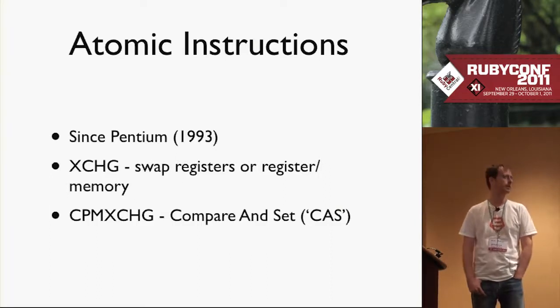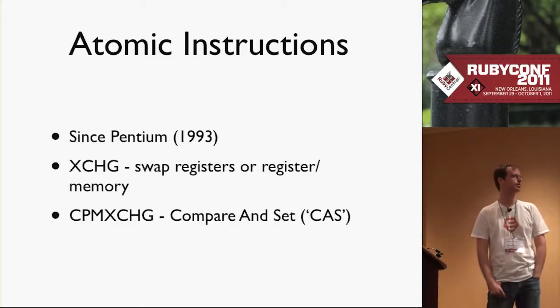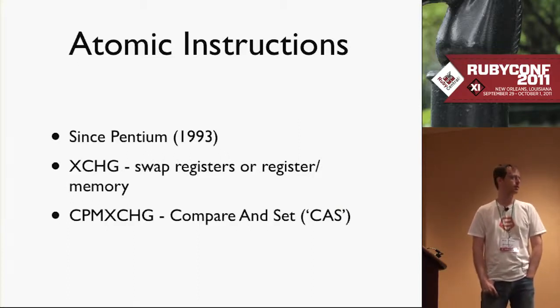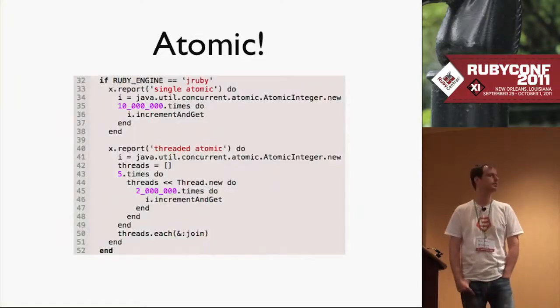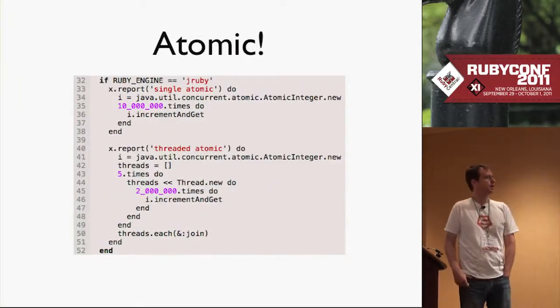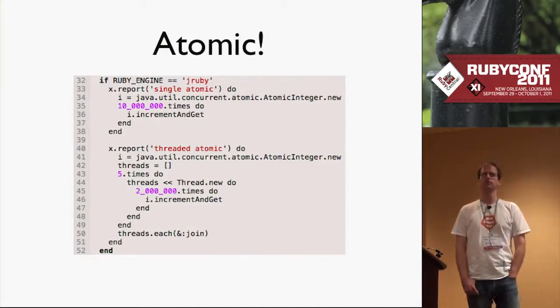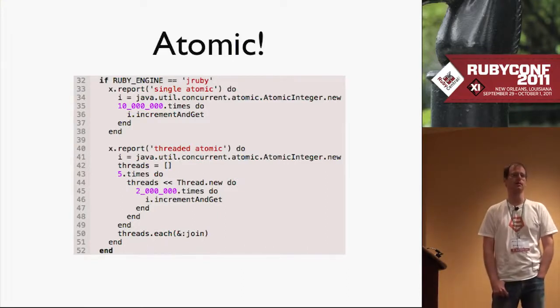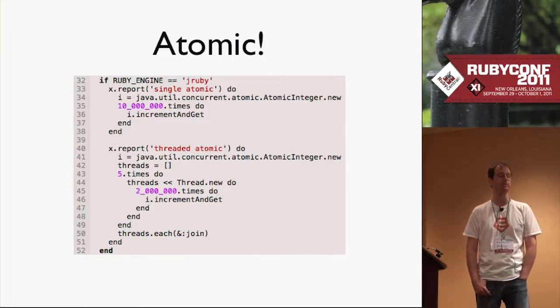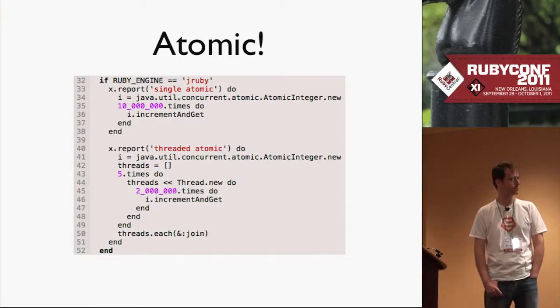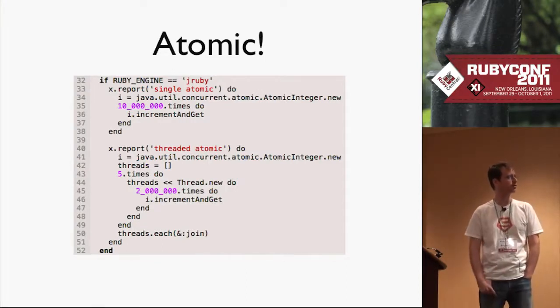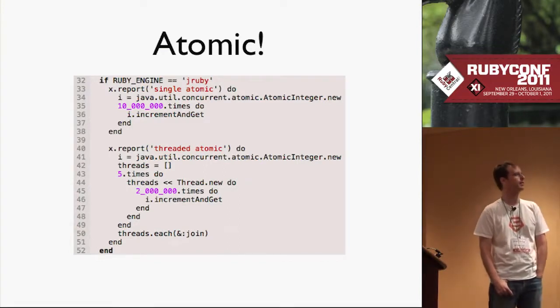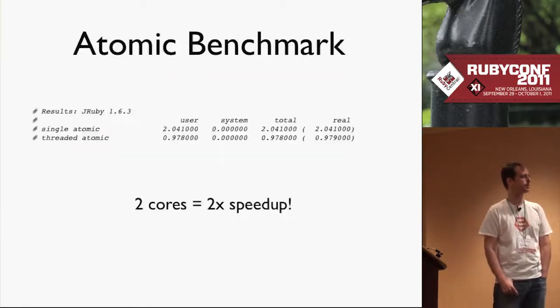So once we have this compare and set operation, we can write higher level data structures that use compare and set to provide essentially software transactional memory. Unfortunately, I'm not aware of any code that provides atomics on MRI, but JRuby has access to atomics because the Java util concurrent package has atomics in it. So I wrote my 10 million counter benchmark with atomics. The first block, of course, doing it with a single thread, and the bottom block doing it with 5 threads.